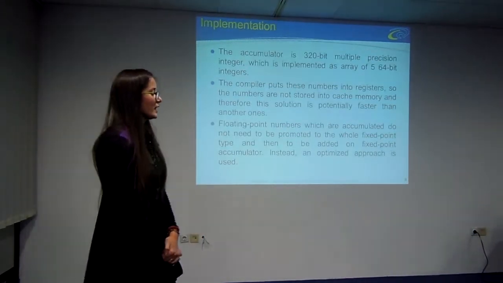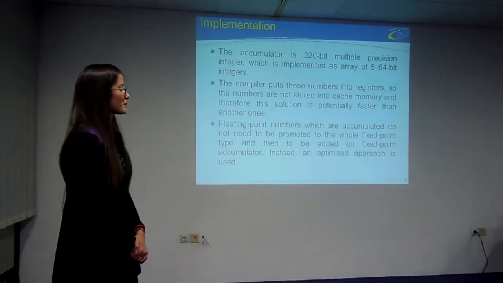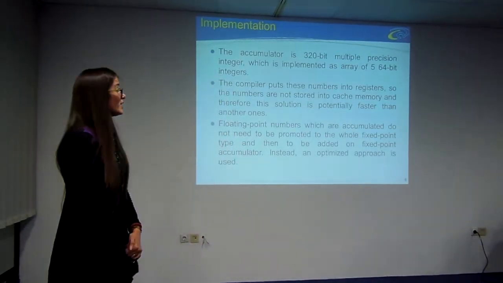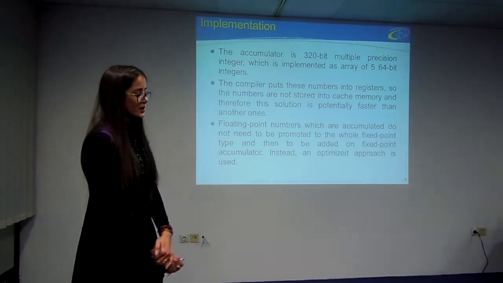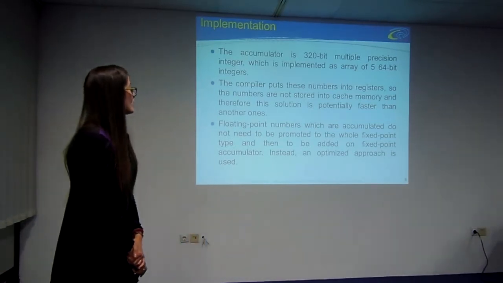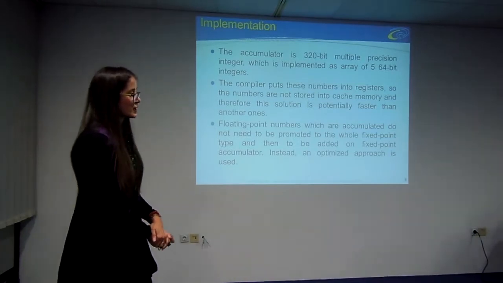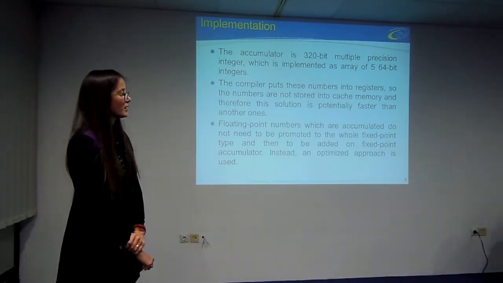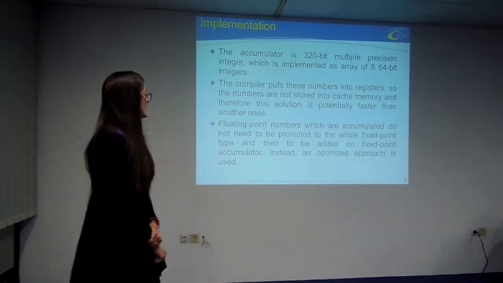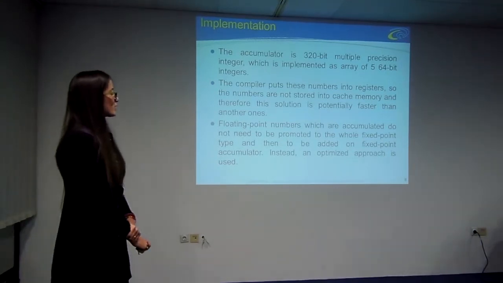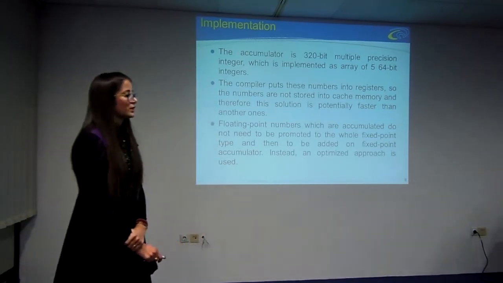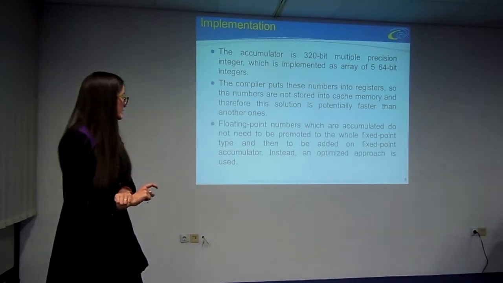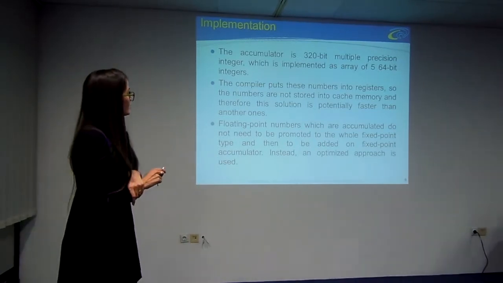A fixed point accumulator is a 320-bit multiple precision integer, which is implemented as an array of 5 64-bit integers. The compiler puts these numbers into registers, so the numbers are not stored in cache memory, and therefore this solution is potentially faster than other ones. Also, floating point numbers which are accumulated do not need to be promoted to the whole fixed point type and then added to the fixed point accumulator. Instead, an optimized approach is used.